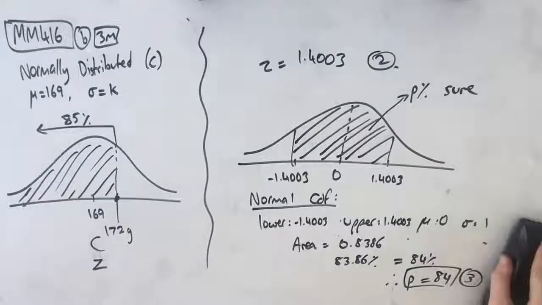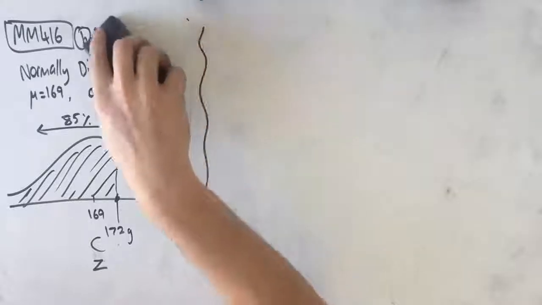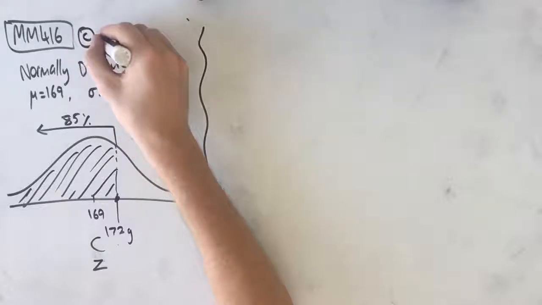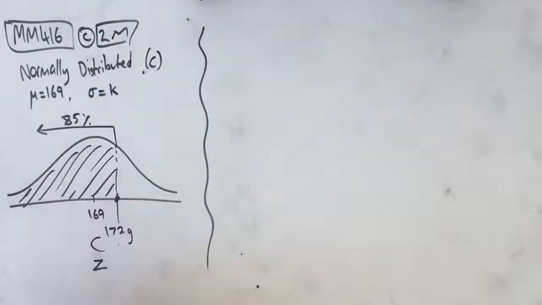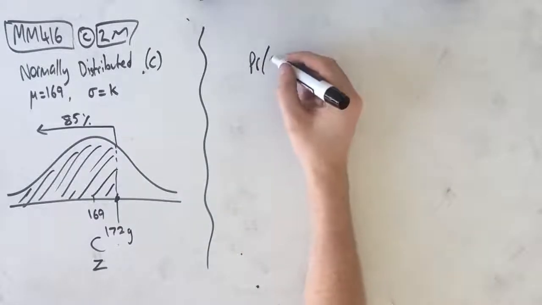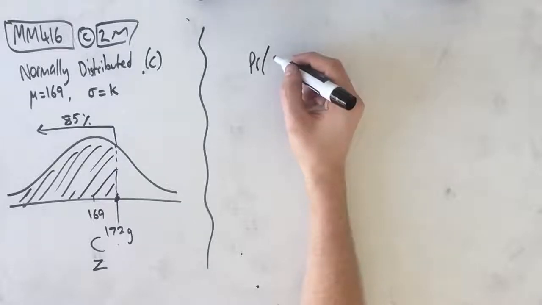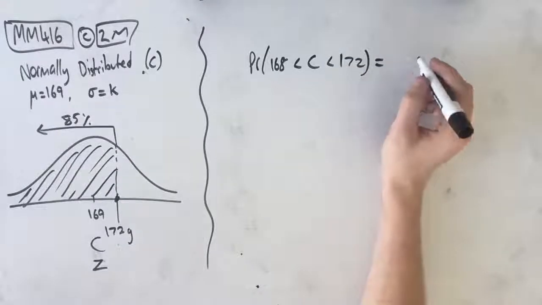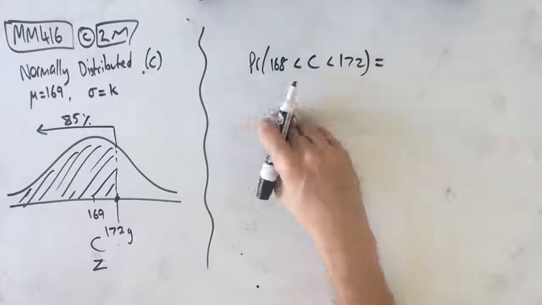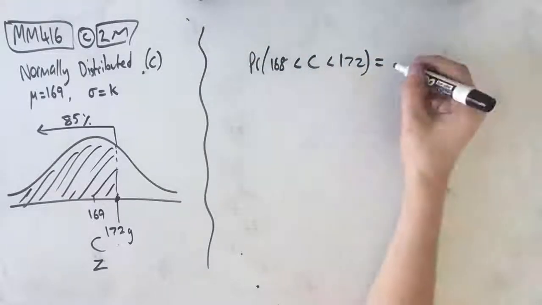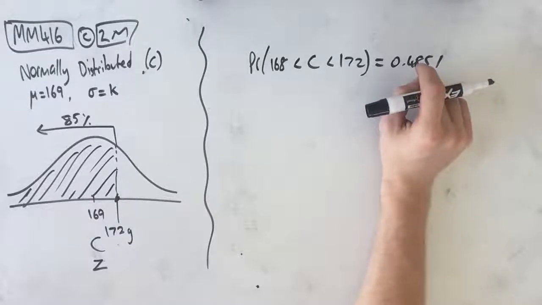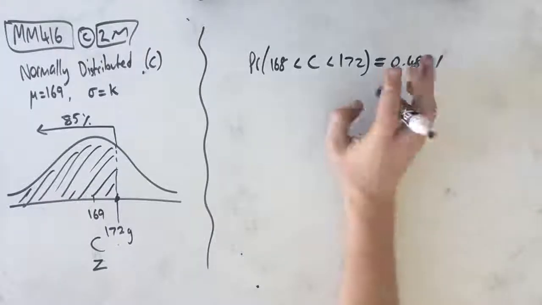Now, part C is a 2-mark question, and it says the company keeps testing their products. In a different test, they take a sample of 25 corn chip packets. What is the probability that more than 10 of them weigh between 168 grams and 172 grams? Awesome. So what we're looking for is the probability that the weight lies between 168 and 172. Now, we know that the probability of one of these corn chip packets being between this weight is 0.4851. That's from our part AII. We found that out then. Well, that's what we know at this stage.